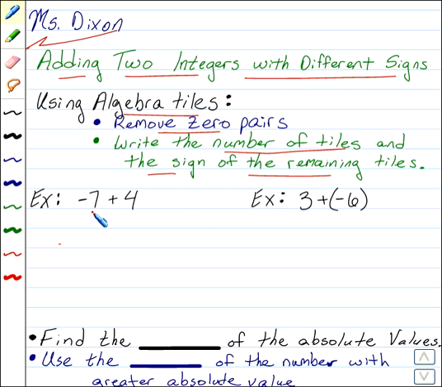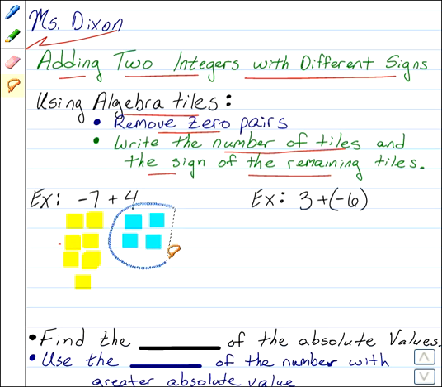For example, to represent -7, we can have 7 yellow tiles. And then to represent a +4, we can use 4 blue tiles. Addition means I'm just going to group those tiles together. I have one big group of tiles now, and then I'm going to remove the zero pairs.